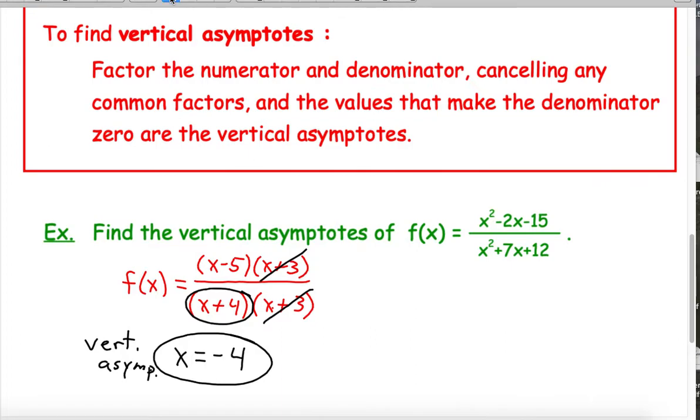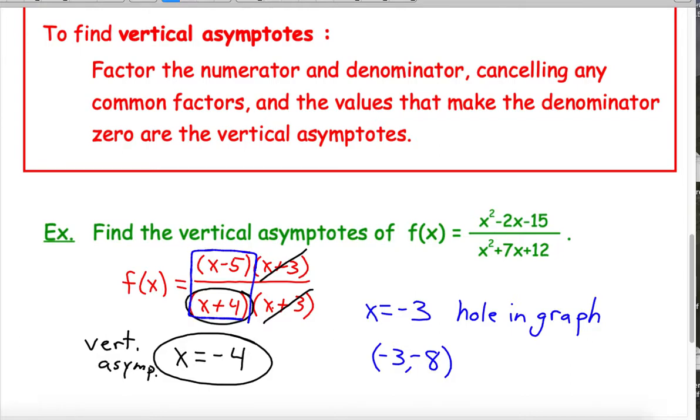So let's switch to a different color. So at x equals negative 3, there's a hole in the graph. And the coordinates of that hole is negative 3 comma negative 8. And how could I have figured that out without using the calculator? Well, look at what's left here.